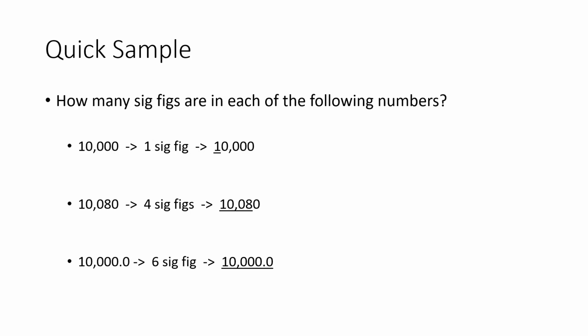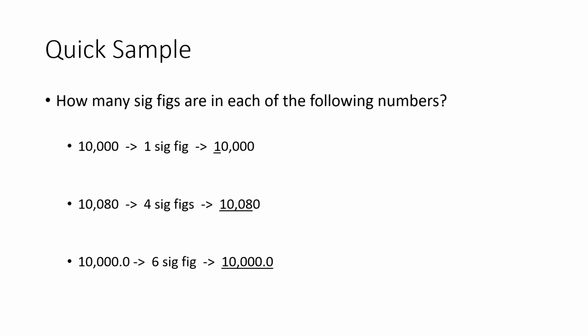The second one, though, the 10,080, the 1 and the 8 would both be significant, but zeros that are between significant digits are also considered to be significant. So we have 4 significant figures in the second one, and then in the third one, it is the same number as presented in the first one.